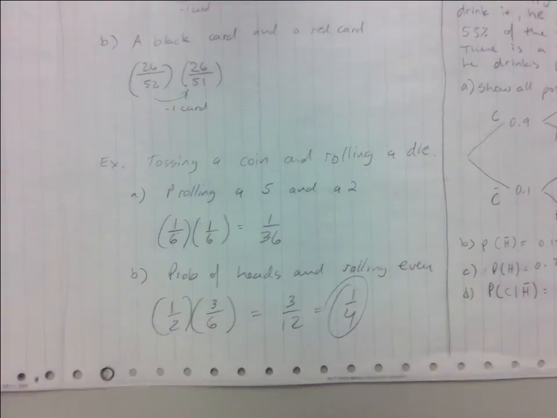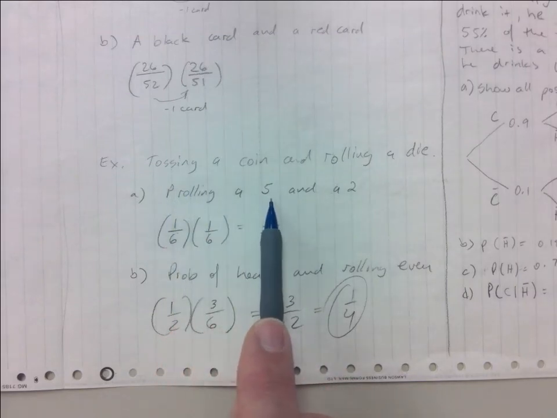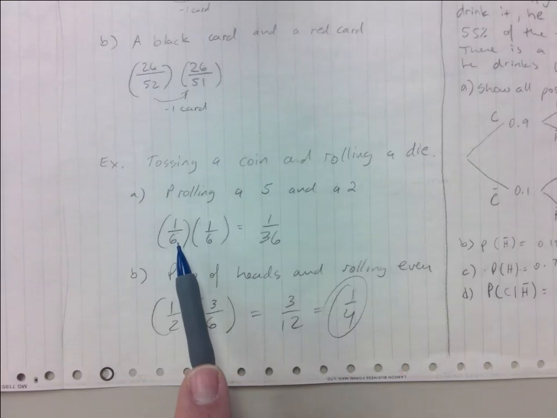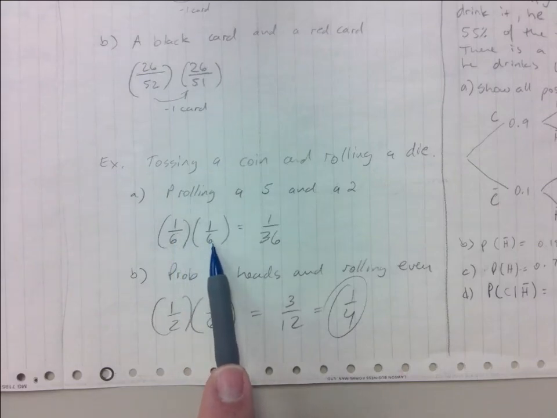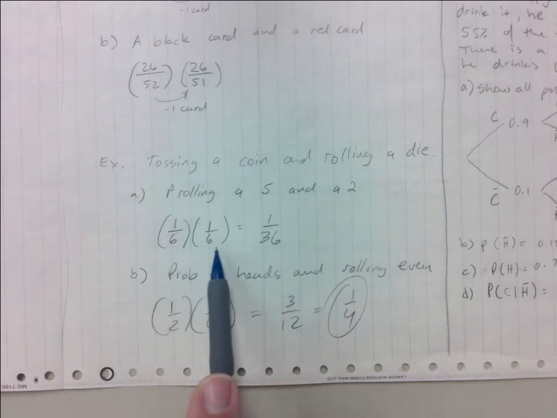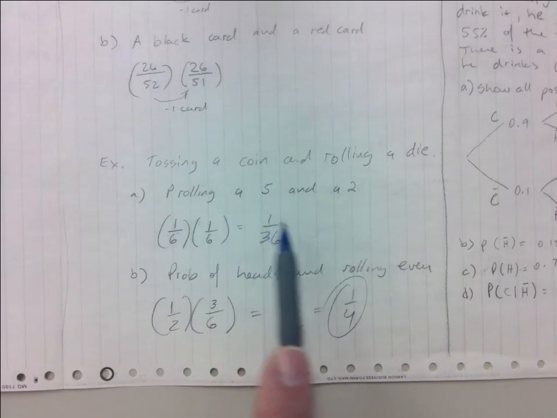Okay? Tossing a coin and rolling a die. So rolling a 5 and a 2, let's say. Again, it's 1 over 6 times 1 over 6. It's 1 over 36. You can look at this and see that these events are independent, right? You can tell that it's not decreasing. That's another way of checking.